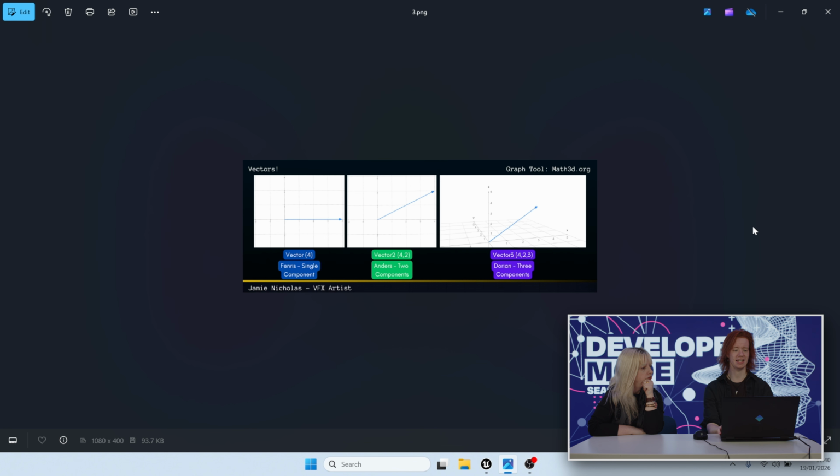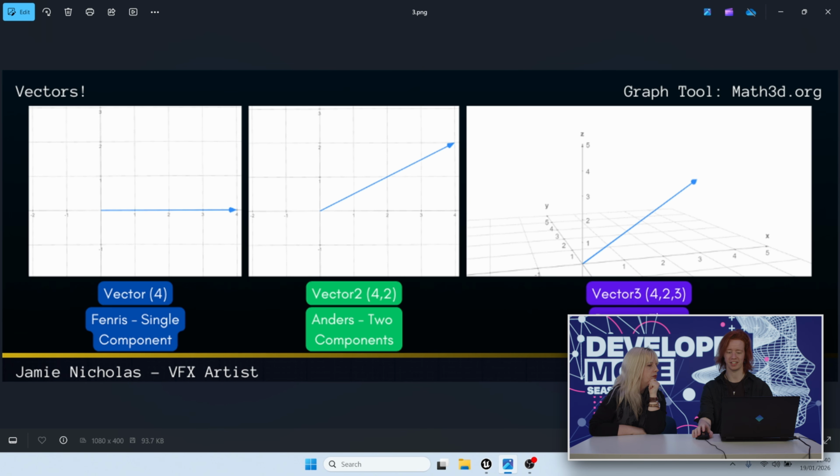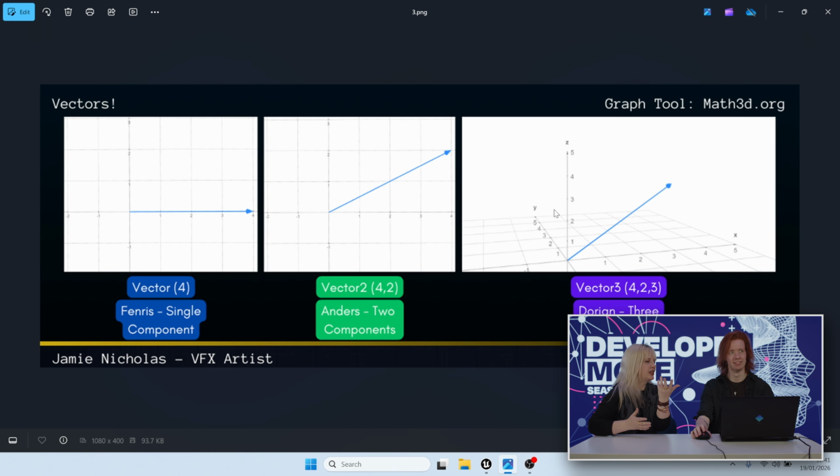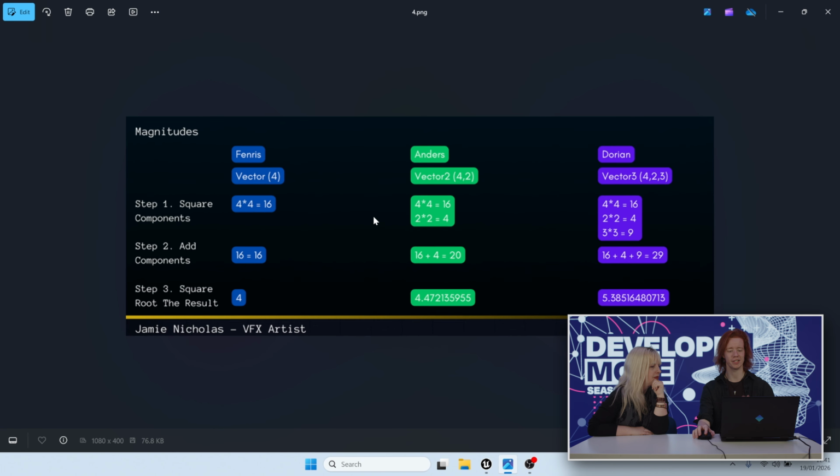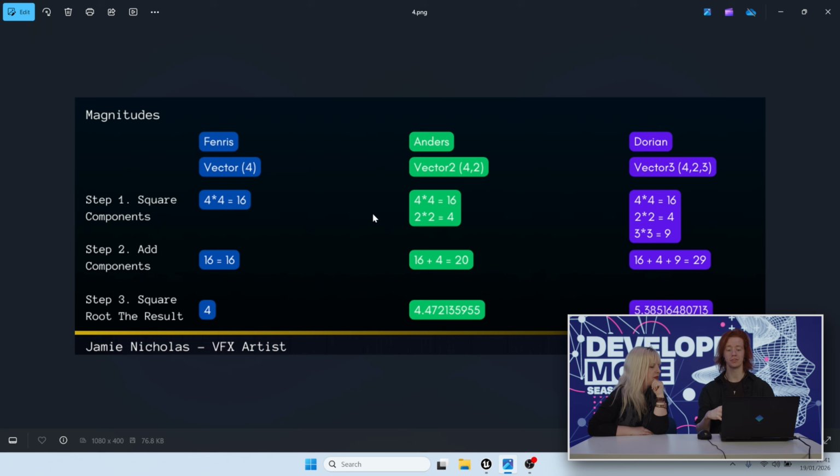I've got some more in-depth breakdowns in here, so you can see a vector being formed over here. This is Dorian the Vector, because I named it after Dorian Pavus from Dragon Age. I've mixed up my RPGs. We've also got a little bit of mathematics here as to how you would figure out that magnitude as well.